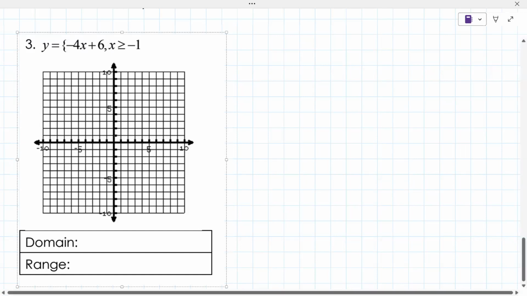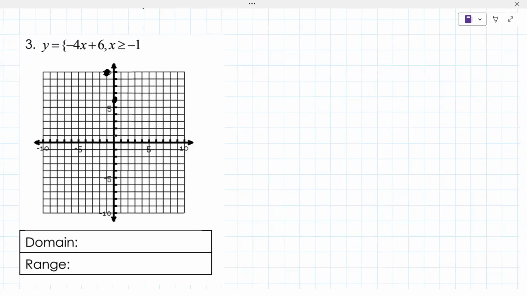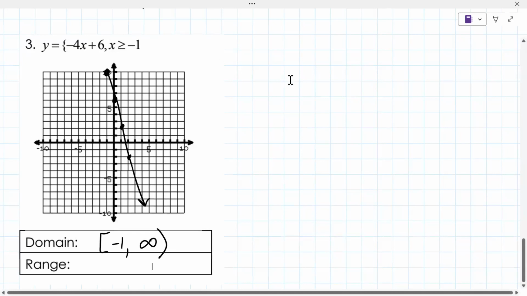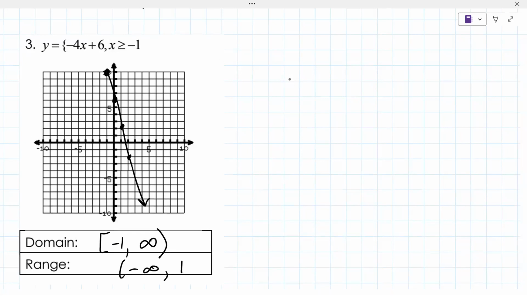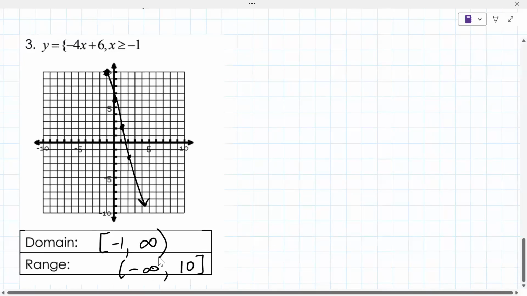All right, I got a domain. Sorry, first I graphed it. Okay, closed circle at negative 1, 10, and then going down 4, right 1, all the way down. The domain that I got was bracket negative 1, comma positive infinity parentheses, good. And then parentheses negative infinity, comma 10 bracket. You got it, good. So it's really easy to miss brackets and parentheses. I would double check that on your test, like really make sure.